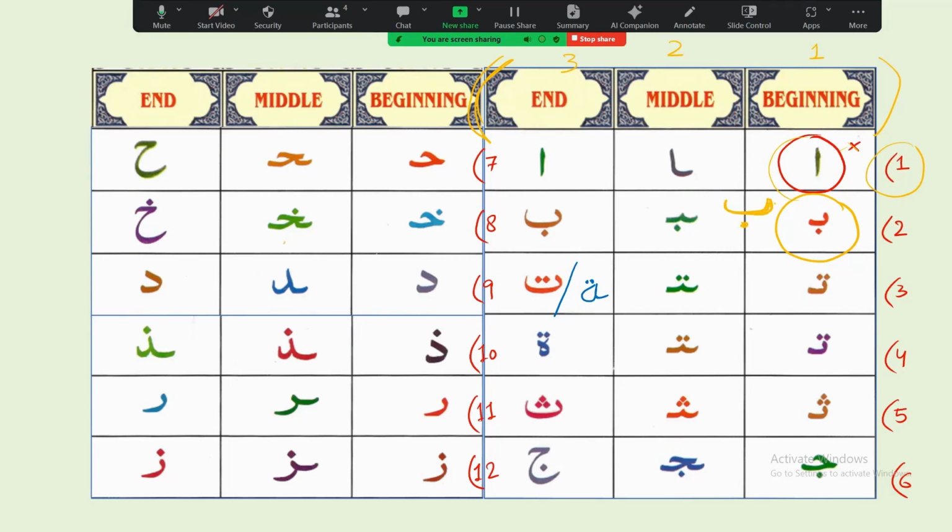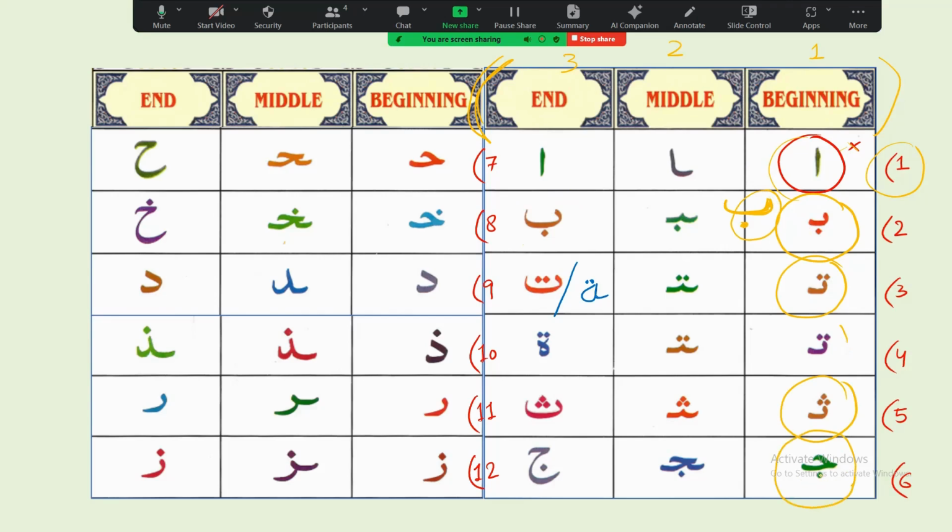So when ba comes at the start, what we do, we just cut the first part of the ba, and this is the way ba comes at the start. In the middle, ba will be something like this, and when ba comes at the end, it will be written like this. So same is the case with the ta letter here, the possibilities for the ta letter here. Then we have the possibility for Jim letter here, sisters.